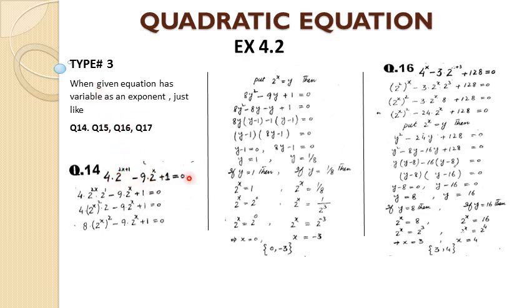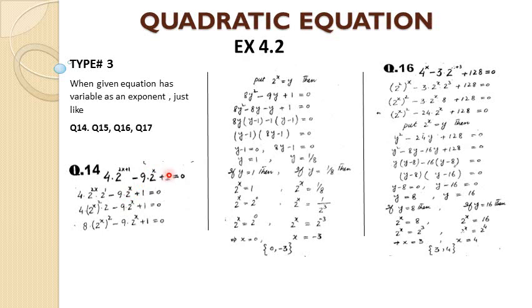So how can you solve it? I am now explaining. Now 4 multiplied by, this is multiply, this is not a dot, okay. 4 multiplied by 2 raised to the power 2x plus 1 minus 9 multiplied by 2 raised to the power x plus 1 is equal to 0. This is question number 14. Now, can I break the power 2 raised to the power 2x plus 1? Yes, we can break it: 2 raised to the power 2x multiplied by 2 raised to the power 1.